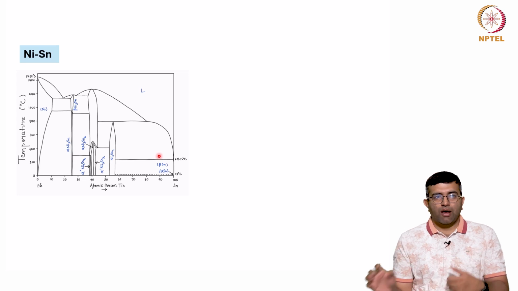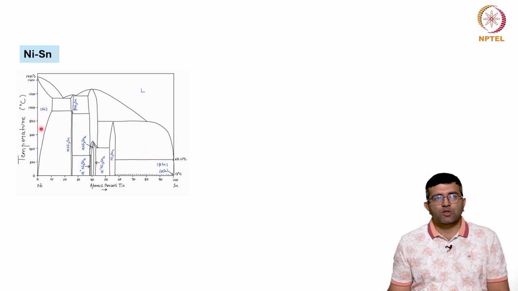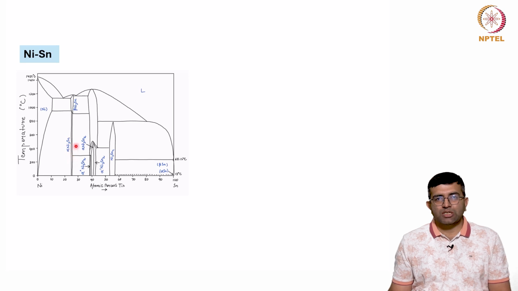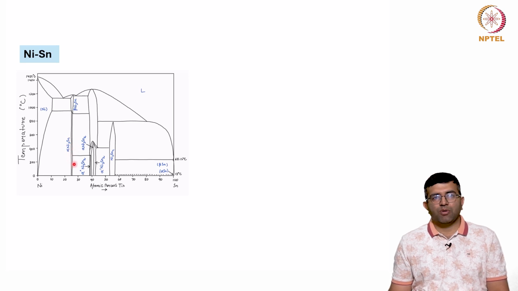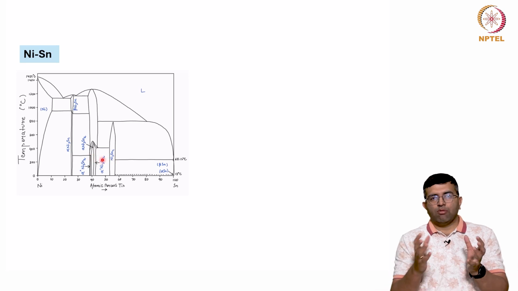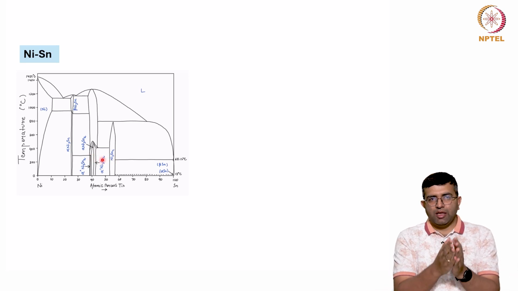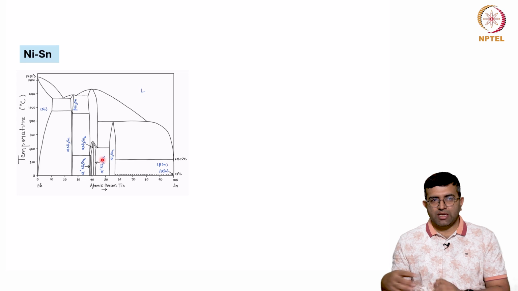So you have, for example, in this case, a solid solution of nickel. You have a compound Ni3Sn, which is a narrow intermediate compound. You also have Ni3Sn4, which has a relatively wider range. You have some line compounds. So all these combinations exist in reality in actual phase diagrams.